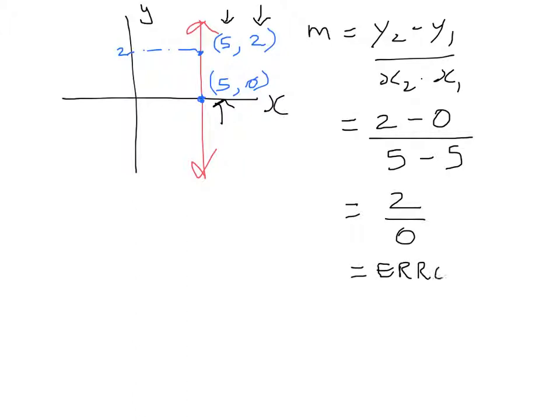Well, what does that really mean? Well, it turns out we can never divide by 0. We can't take a quantity and divide it into 0 units. That doesn't make sense, into 0 pieces. So it's what we call an undefined slope.